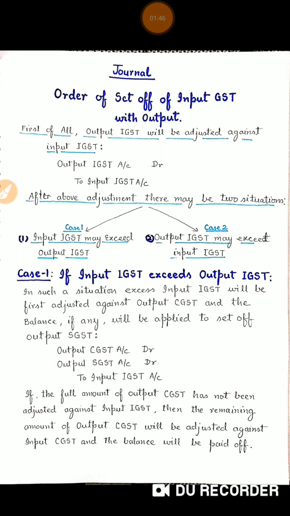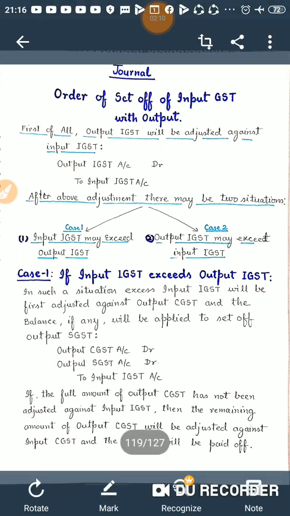First of all, output IGST will be adjusted against input IGST. There are three categories of GST. SGST and CGST are charged when the transaction takes place within the state, and IGST will be charged if transactions take place between two states or outside the state. So while setting off input GST against output, first of all we will set off input IGST.